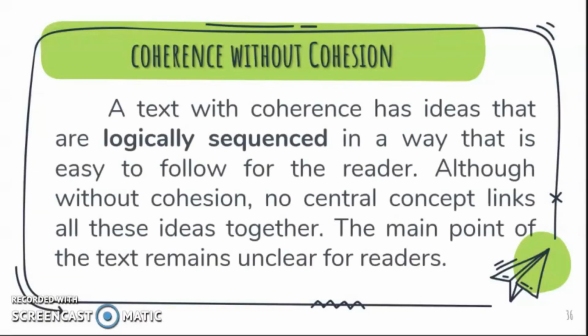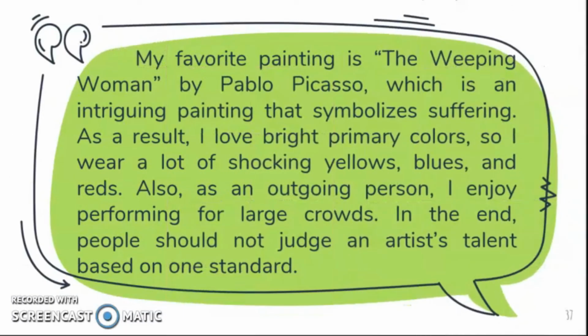On the other way around, a text with coherence has ideas that are logically sequenced in a way that is easy to follow for the reader. Although without cohesion, no central concept links all these ideas together. The main point of the text remains unclear for readers. Please read the given example silently.